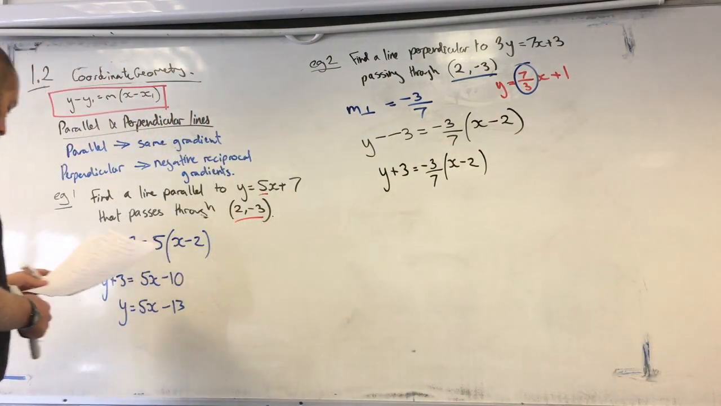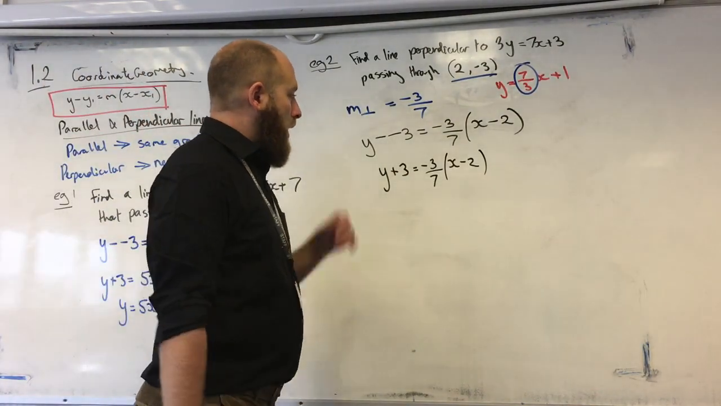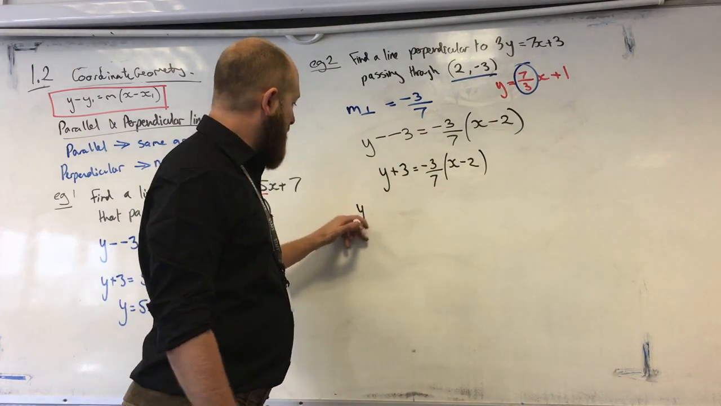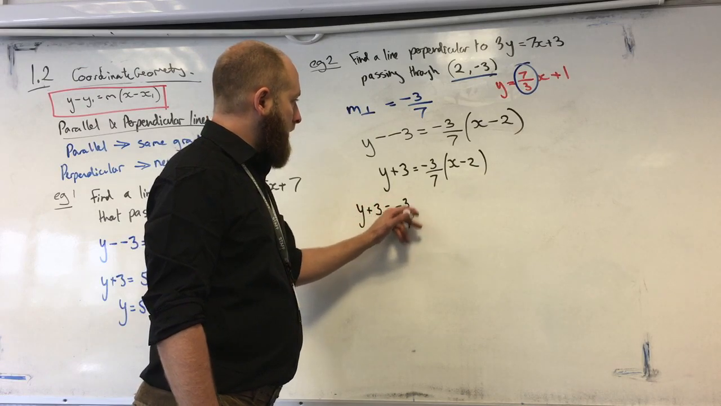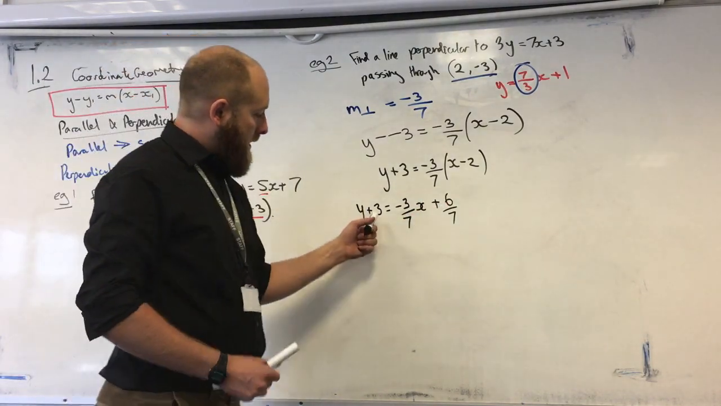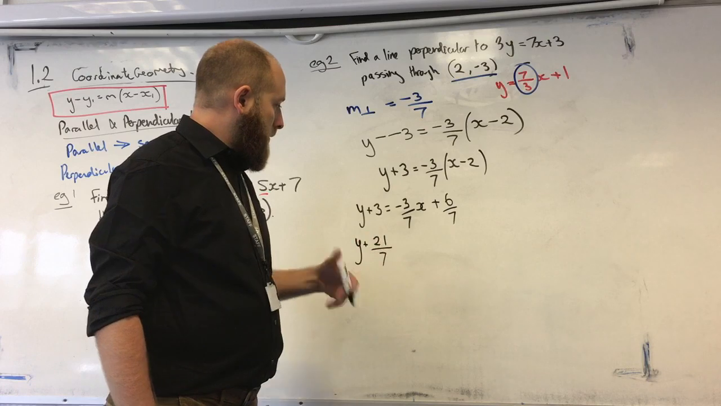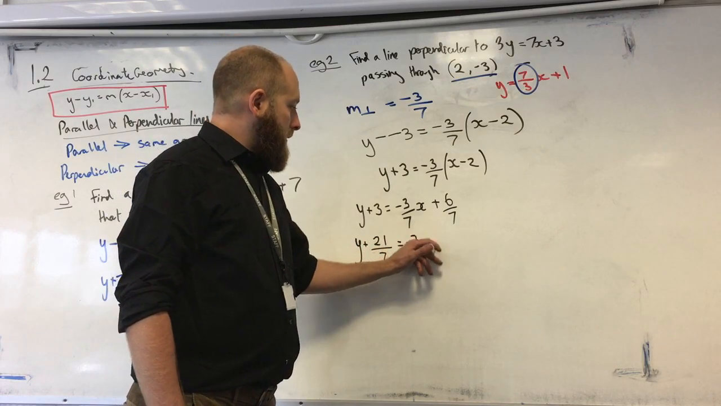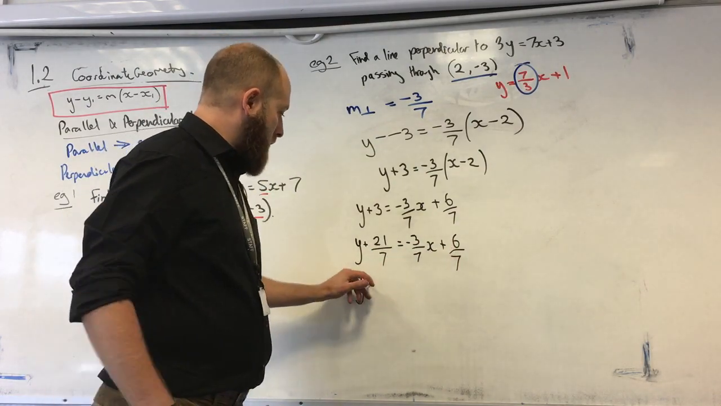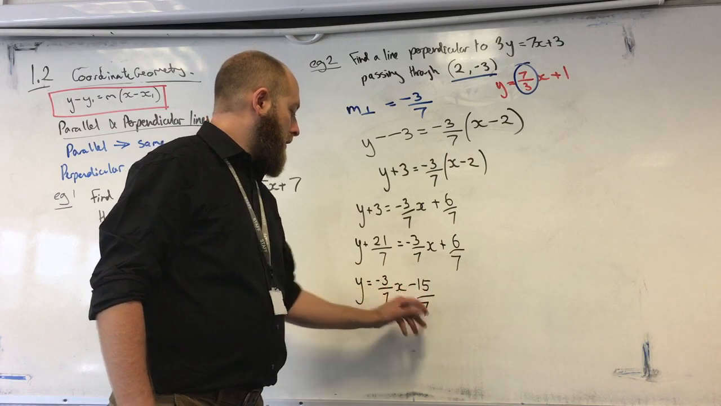This one looks quite complicated, so we'll do it with fractions again, because it's good practice to do fractions. We're going to expand this bracket, find 3 in terms of sevenths, and then rearrange. So y plus 3 equals minus 3 over 7 x plus 6 over 7. To write 3 in sevenths, an easy way is to times 3 by 7 and you get 21, so 21 over 7, which is 3. Then we subtract this from both sides, so we get y equals minus 3 over 7 x minus 15 over 7.